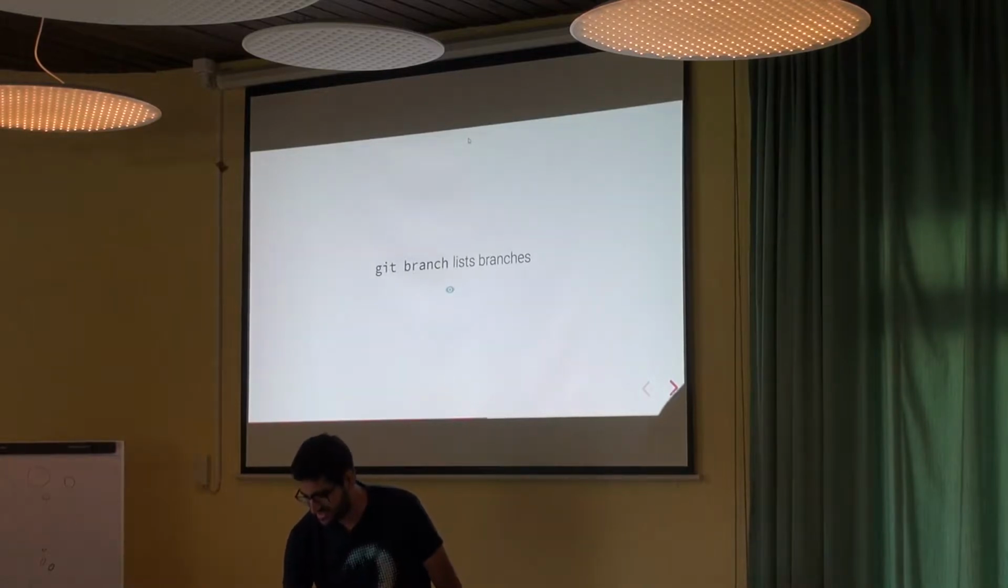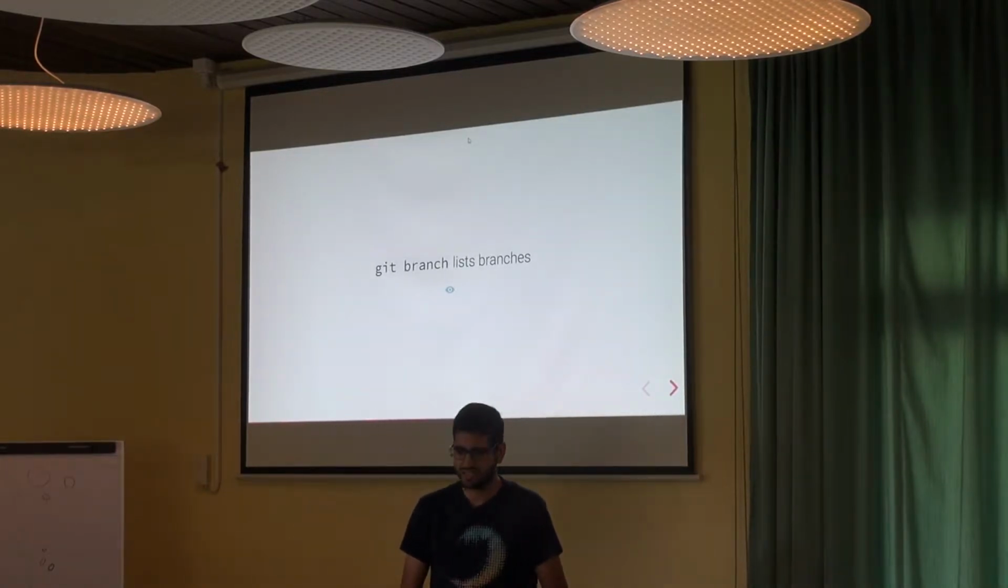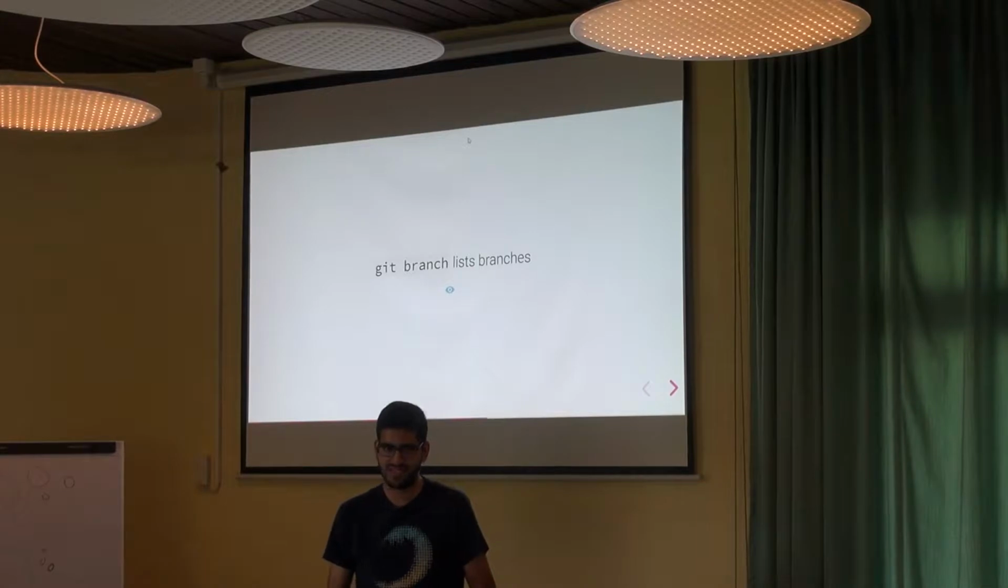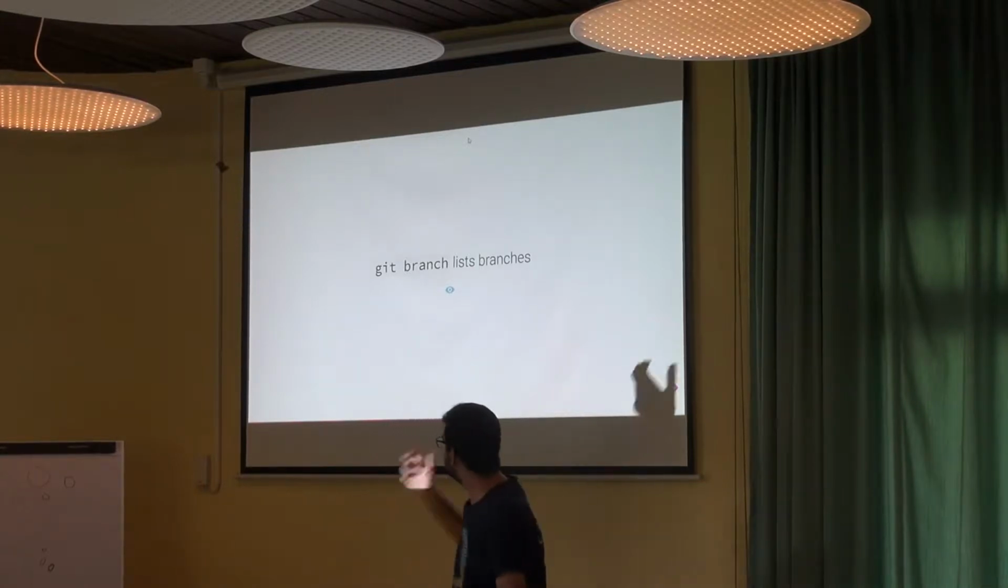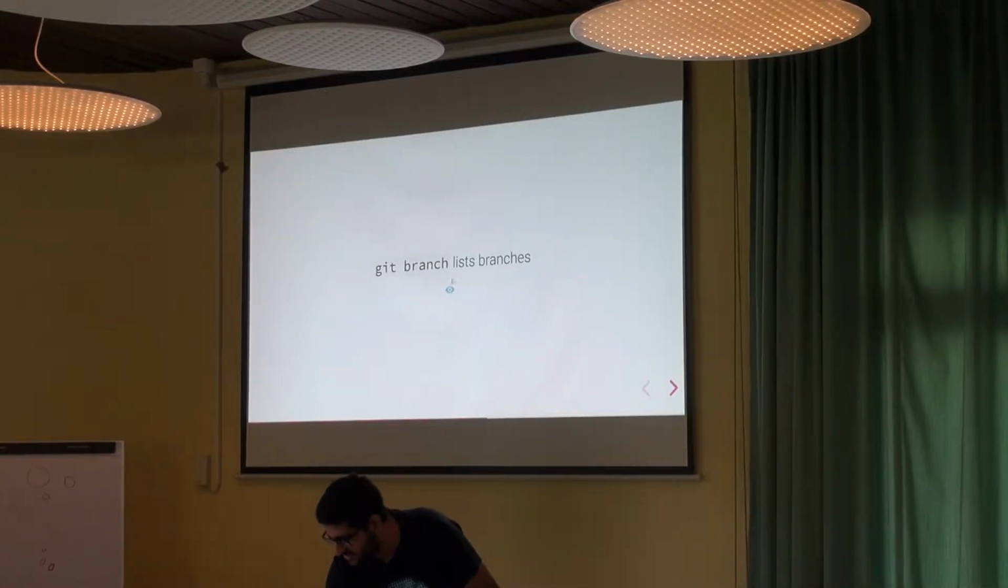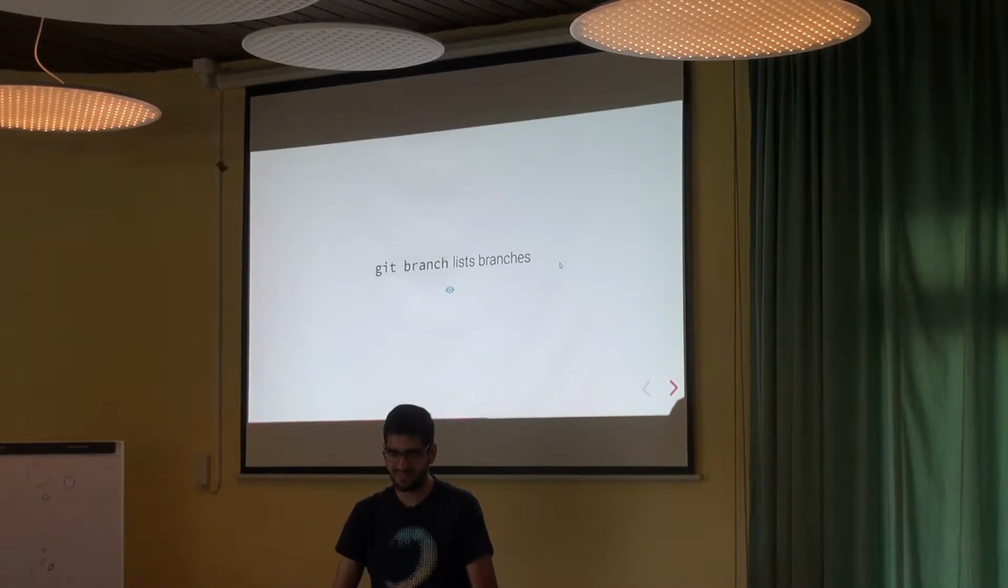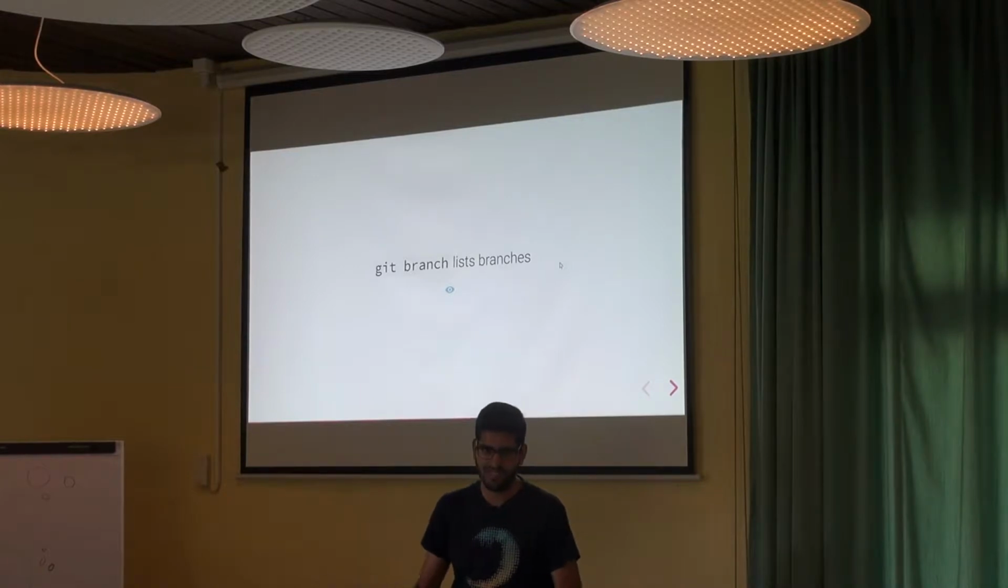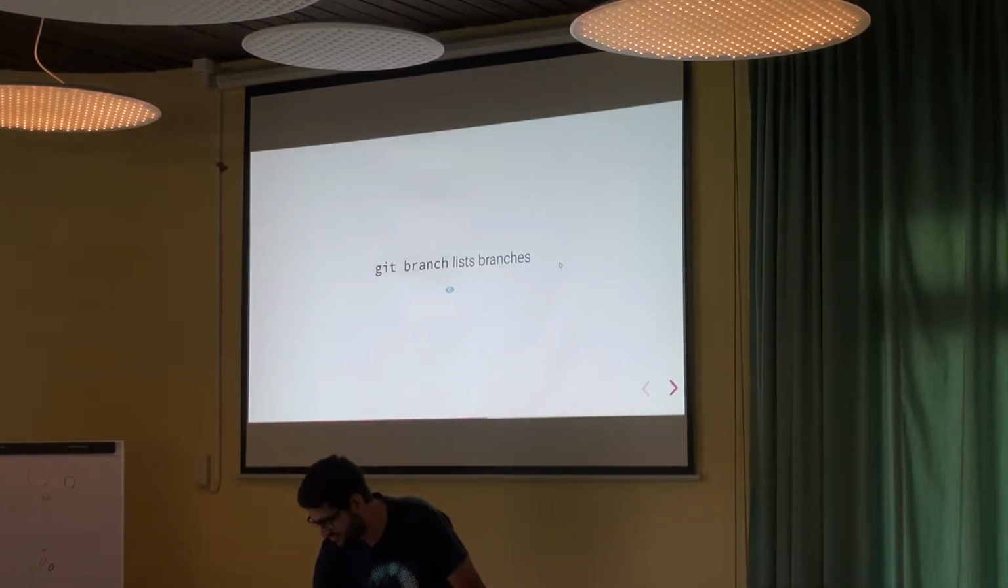How we do this is there's a simple command, git branch, which is used for listing branches and also for creating them. If you just use git branch, it will give you the list of branches you have in your repository. I'll be doing a demo afterwards in which I show how all these commands work. I'm just doing an overview now.